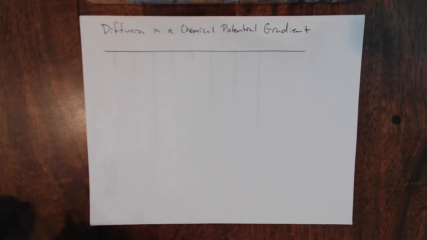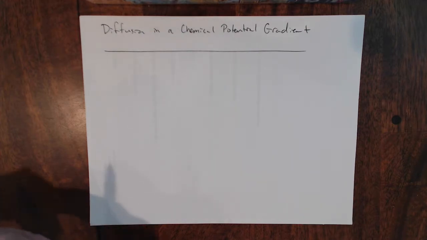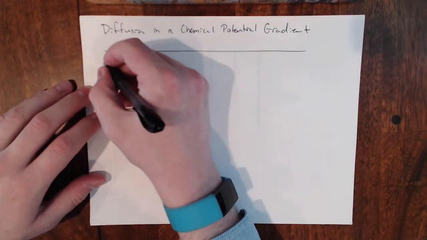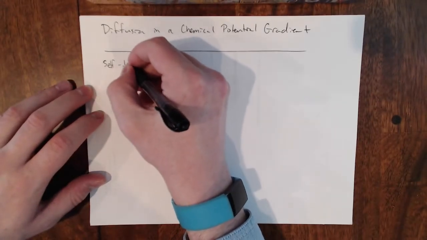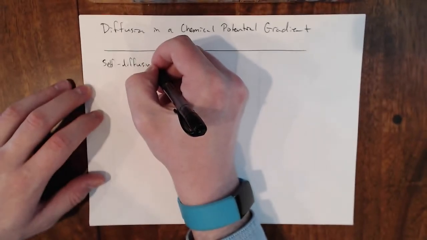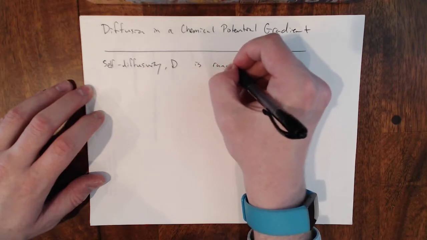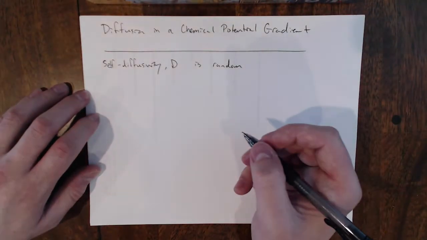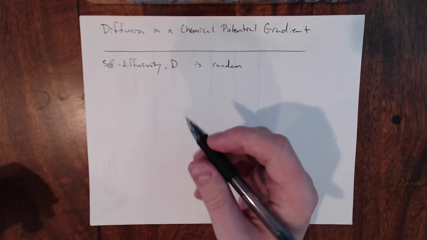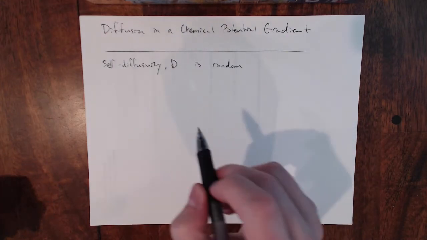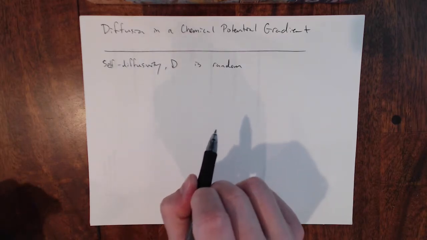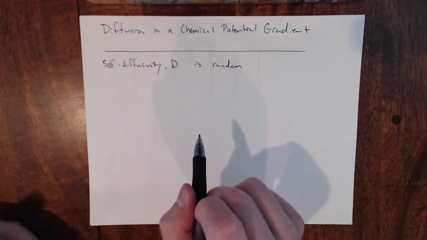All right, now we are going to look at diffusion in a chemical potential gradient. In the previous section, when we were looking at diffusivity, we were looking at self-diffusivity, and we were assuming that self-diffusivity, D, is random. That means there's no concentration gradient, and an atom is going to move in a random direction around the material, but in no net direction because there's no concentration gradient.